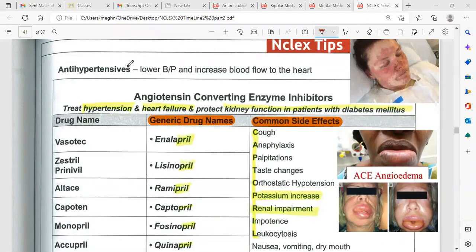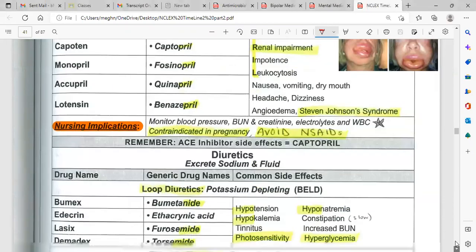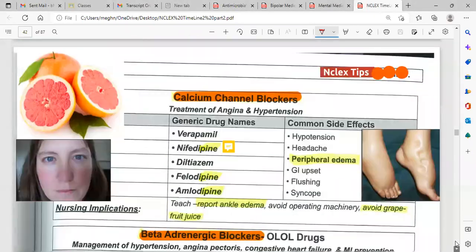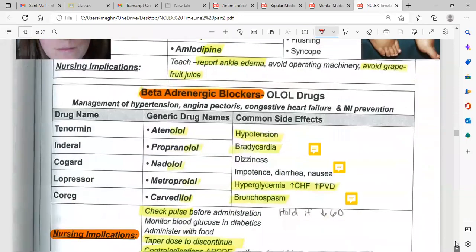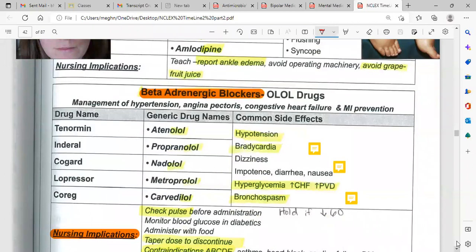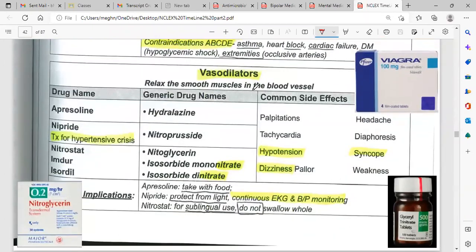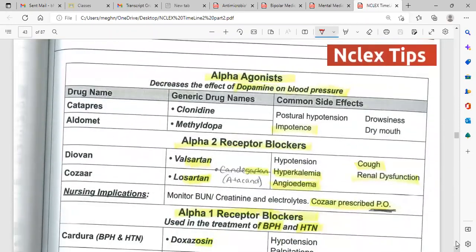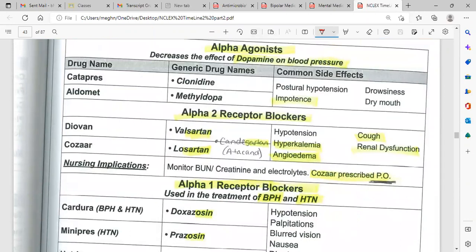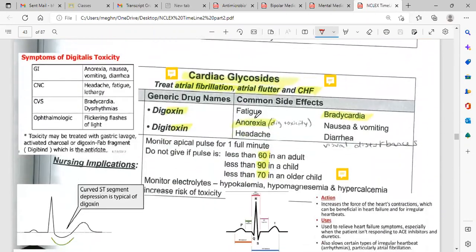So this is the review for pharmacology. The first medication here, antihypertensive. Then we will talk about calcium channel blocker, beta adrenergic blockers, and vasodilators. Then alpha agonist, cardiac glycoside, super important for NCLEX board. You will not get your license if you do not know about the digoxin. And very important, every question we will get from this short note.